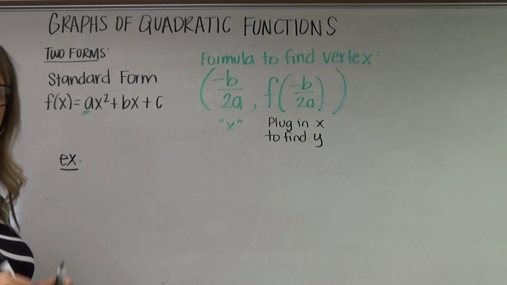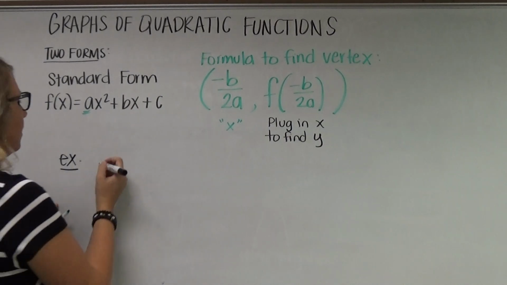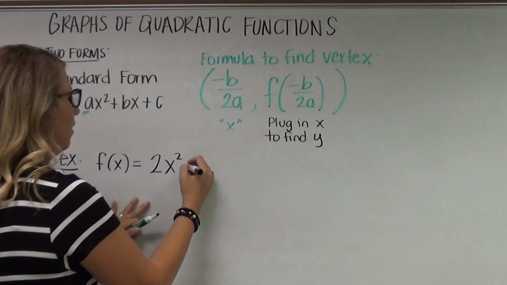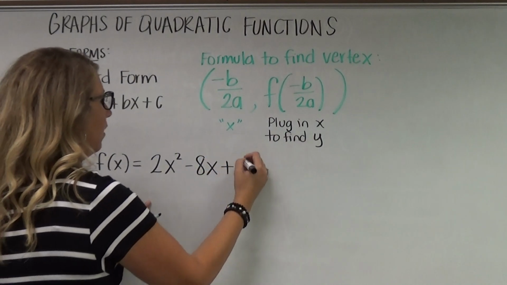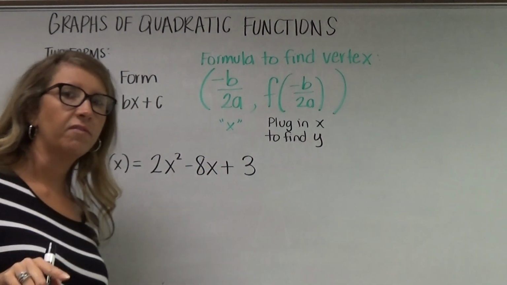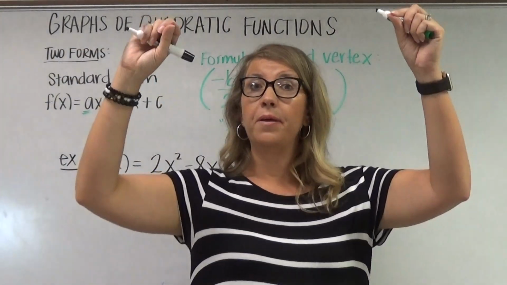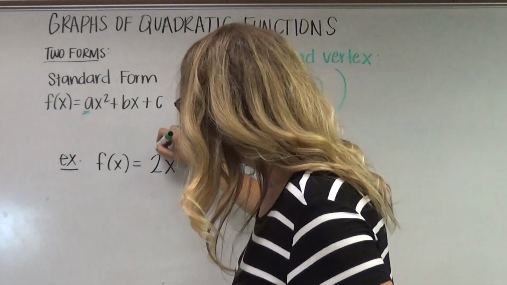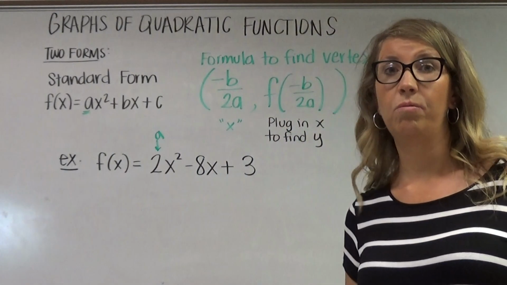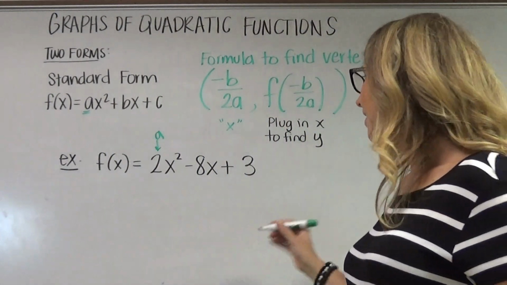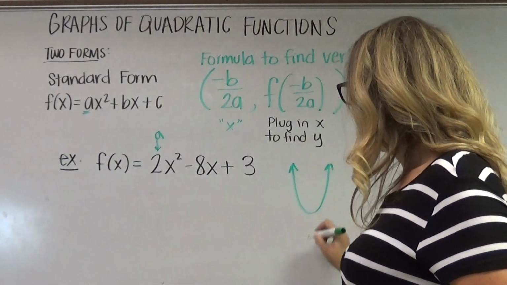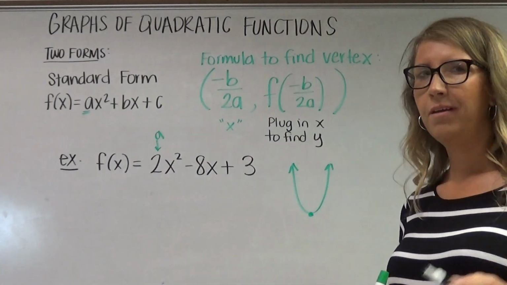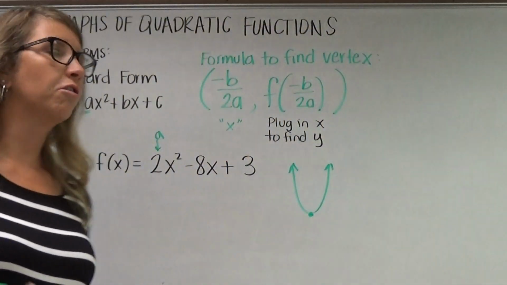This one is going to be in standard form. Let's do f of x equals 2x squared minus 8x plus 3. First things first, is this parabola opening up or opening down? What do you think? Well, look at a. A this time is 2, positive 2. So that tells me that this is going to be a parabola shaped like that. And what I'm about to find, your vertex, is down low. Think about that when you start, because that helps you when you get to your graphing part.